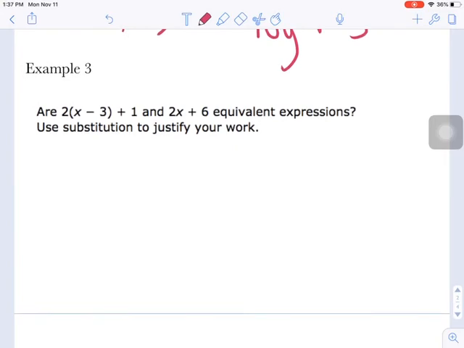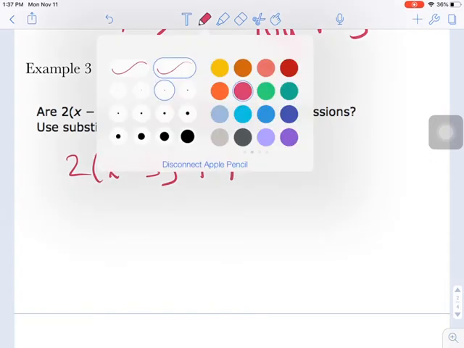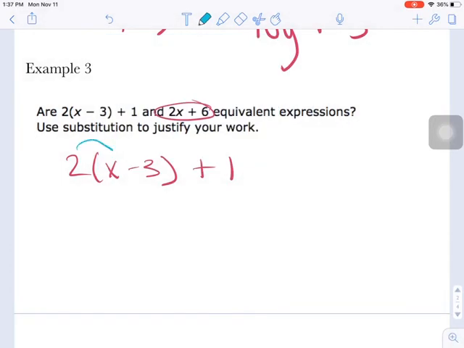All right, let's try example 3. Are 2 times x minus 3 plus 1 and 2x plus 6 equivalent expressions? First, this expression here is going to stay the same, 2x plus 6. There's nothing we can do with that, so that's going to stay the same. Now the 2x minus 3 plus 1, we can use the distributive property to simplify this. So I'm going to multiply my 2 by both of my terms. And I leave that plus 1 alone because the 1 is not inside the parentheses, so I'm going to leave that alone for right now.